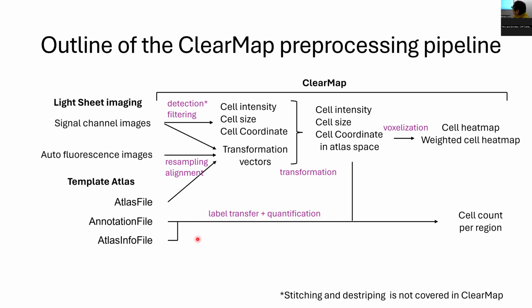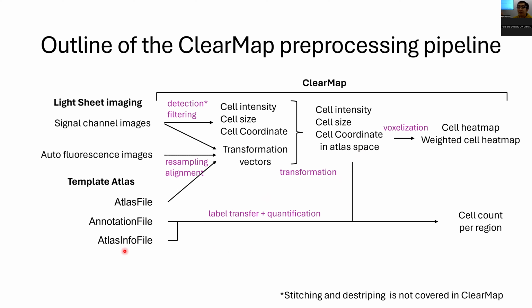So after this, there's also one more step. It's a kind of a label transfer and quantification step. Because you now know the cell coordinates in Allen space, you can use that information together with the annotation file and the Allen info file to say, okay, this cell is at this coordinate, so it is in this region. So you can count, okay, one cell in this region.